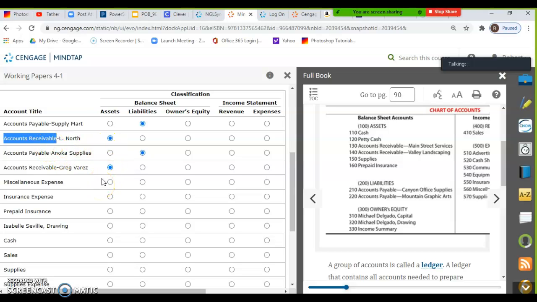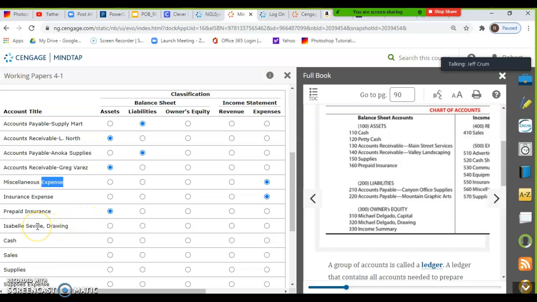Miscellaneous expense. So this word right there should tell you what that's going to be. That's going to go down here under expenses. So click that one. Then our insurance expense down here. Prepaid insurance. Prepaid insurance, that's an asset. Remember, that's something that you have the balance of that you can turn in for a refund for money. So prepaid insurance is an asset.